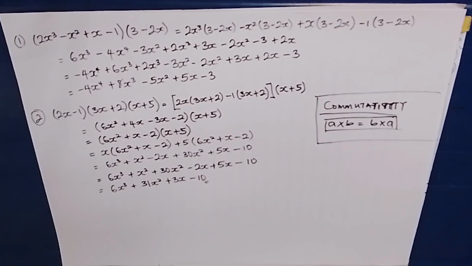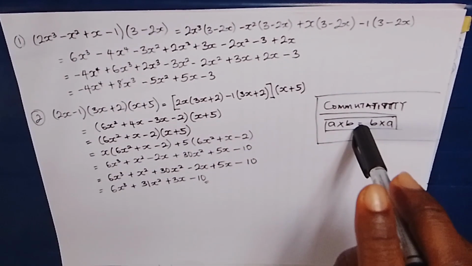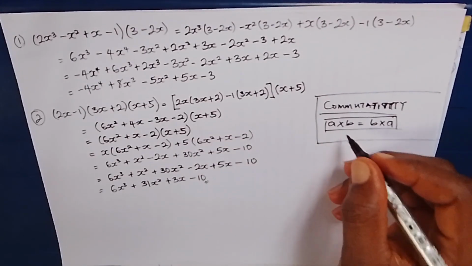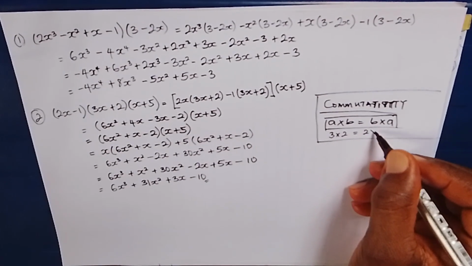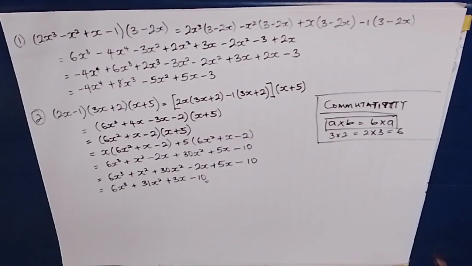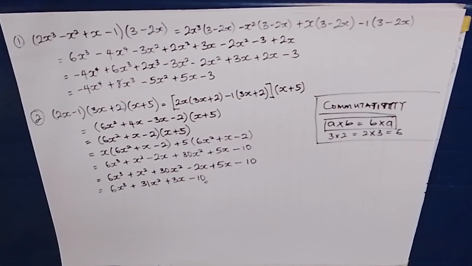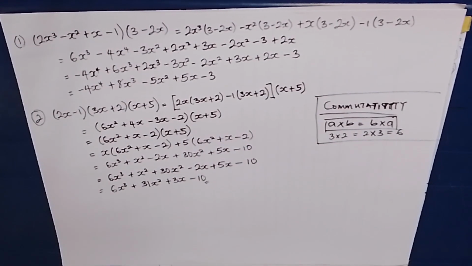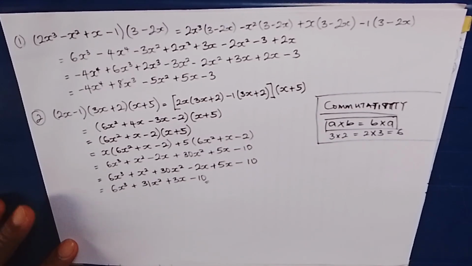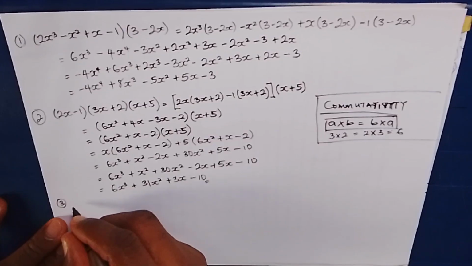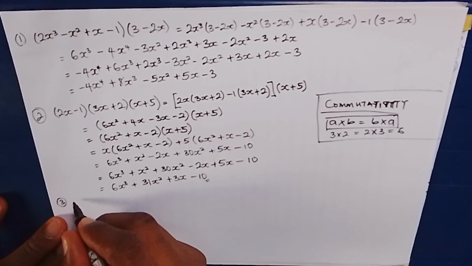I hope you understand what I did here. I hope you understand what commutativity is. Let's just do something basic. You agree with me that 3 times 2 is equal to 2 times 3. Same thing, 6. So that's what the commutative nature of multiplication is basically. Let's take one final example under this. Number 3. Let's try something larger.